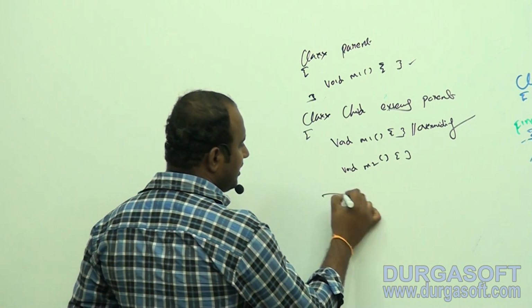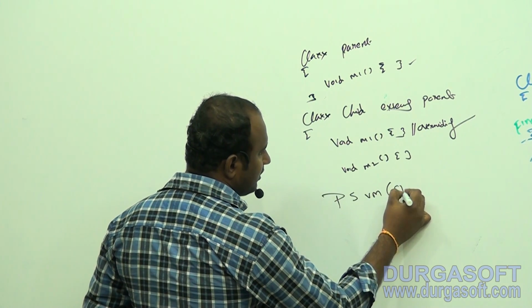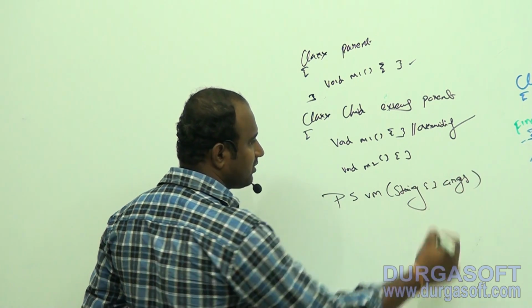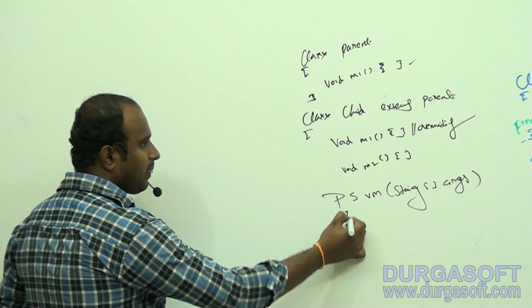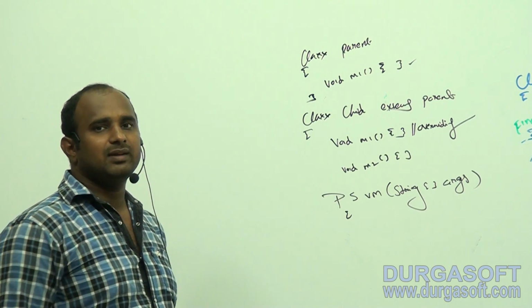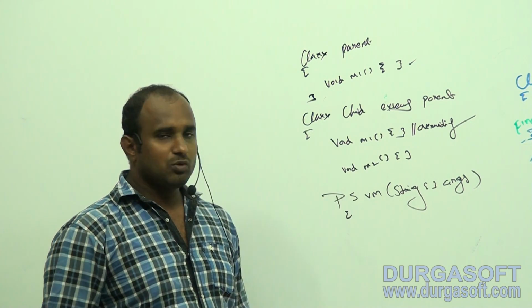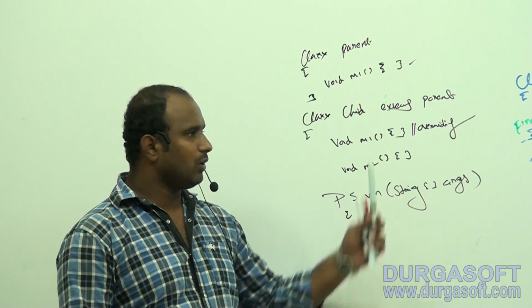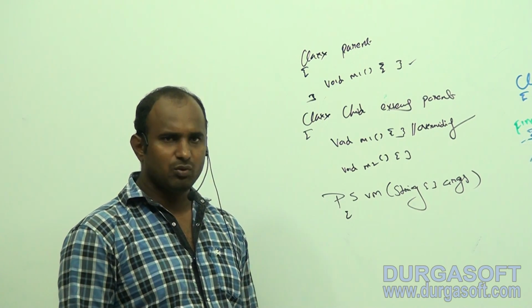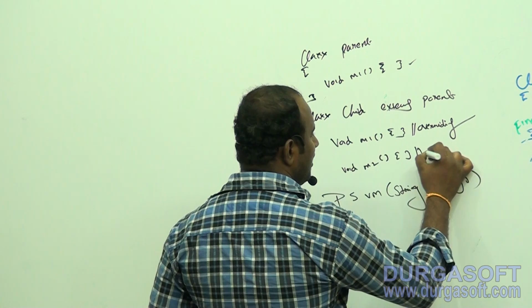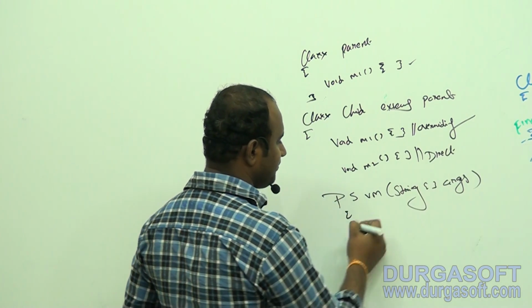Now I declared public static void main with a String array args. Now concentrate. Tell me, the parent class contains how many methods? Only one. The child class contains how many methods? Two. One is the overriding method, one is a direct method. What is the direct method here? The m2 method is the direct method.